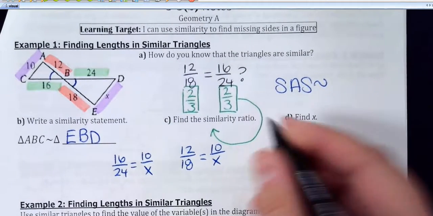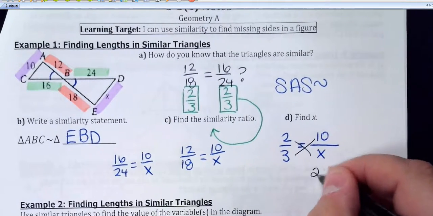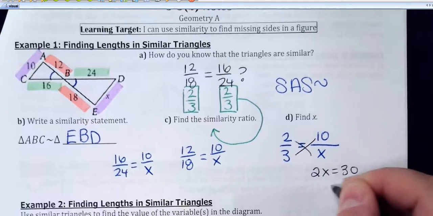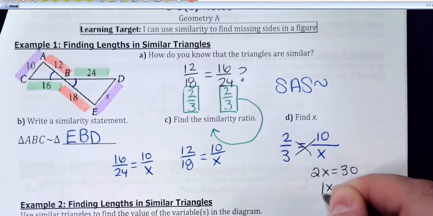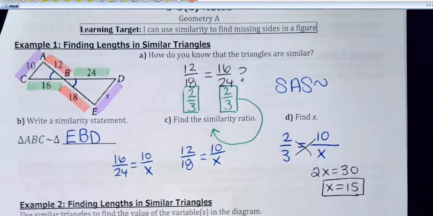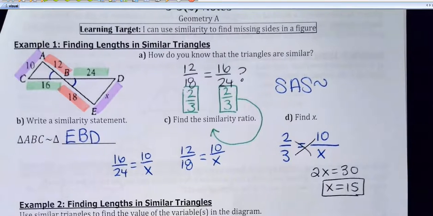If I use the similarity ratio here, we just get 2x equals 30. So divide by 2, x is going to be 15. And if you solved either of these other proportions I wrote down as examples, they would all give you that x is 15. Lots of options in a lot of these questions.